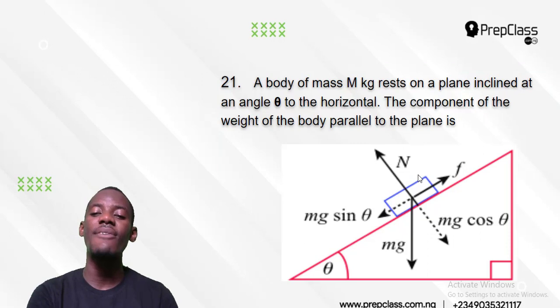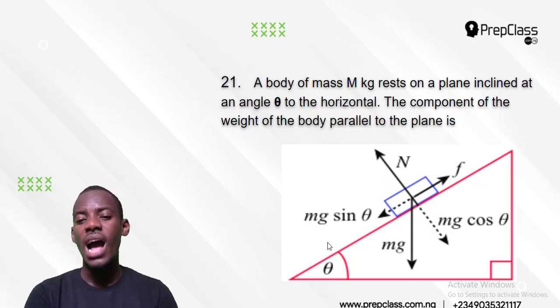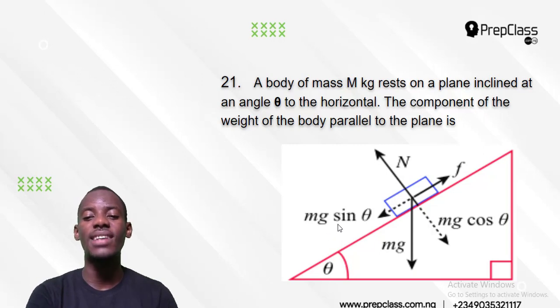Now if you have an inclined plane, the force acting parallel to the plane is the force acting against friction. That is the pulling force. So this is the pulling force and this is the frictional force, right? This is the normal and this is the weight. Now this one, I'm very conversant with this thing: mg sin theta.